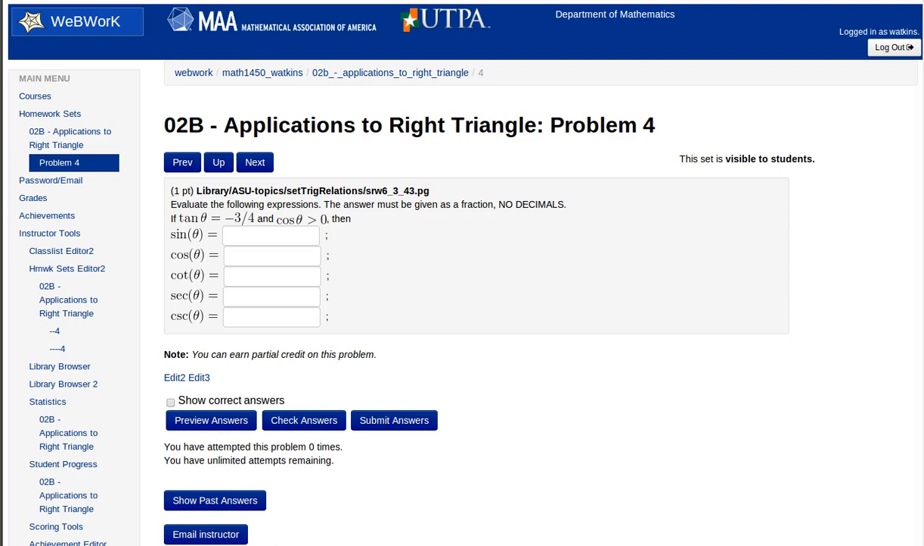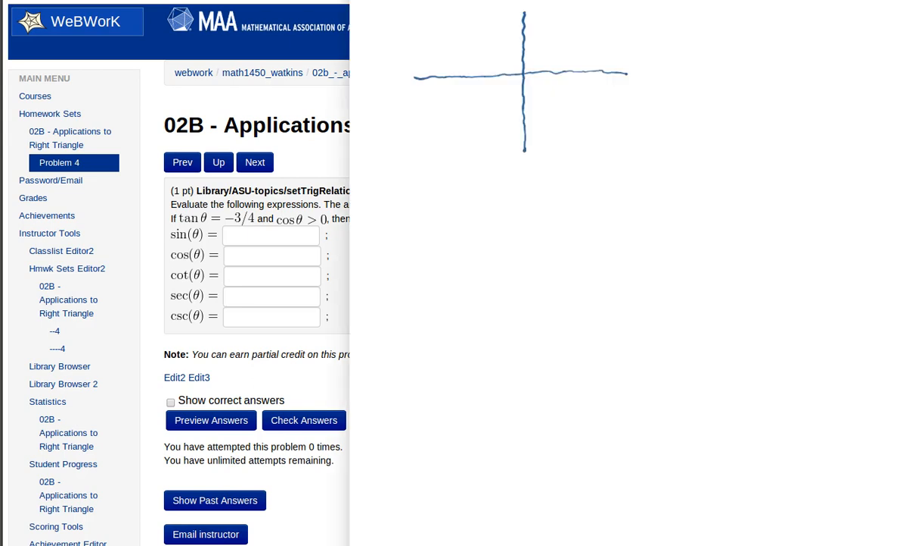Let's look at another web work problem. Here we know something about the tangent and something about the cosine. Let's begin by drawing a picture. Okay, here's my xy coordinate system. I know that the tangent of theta is a negative 3/4.